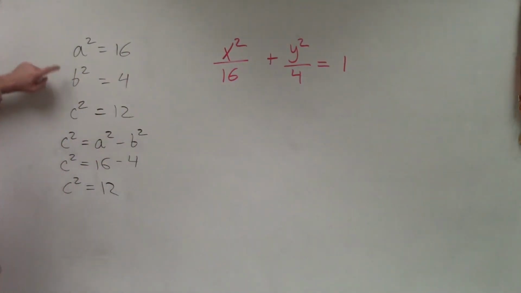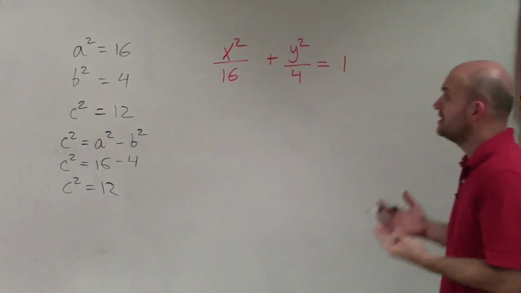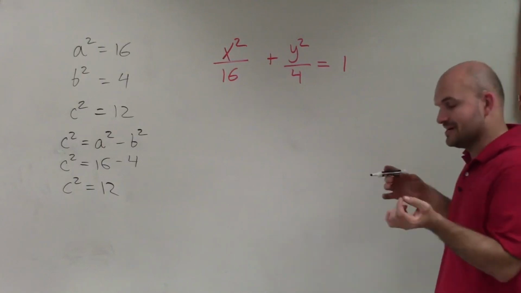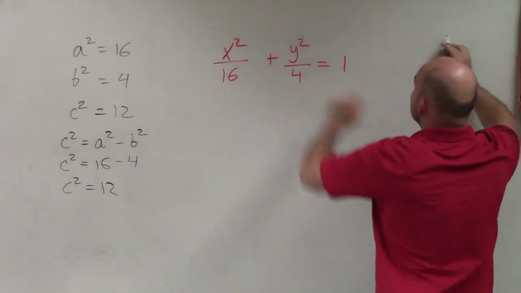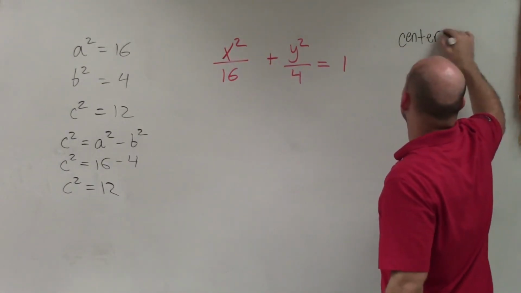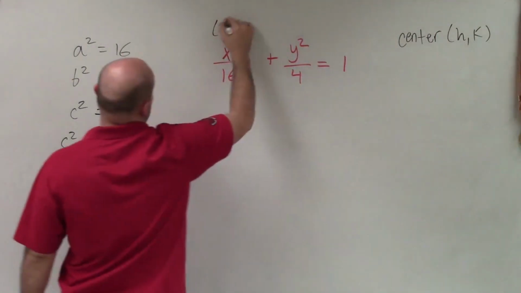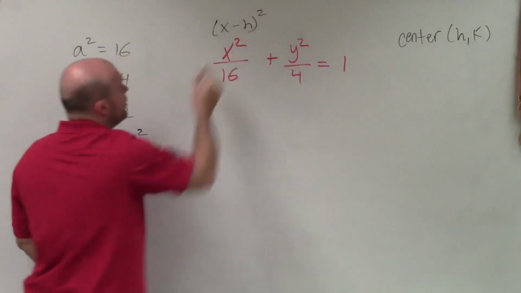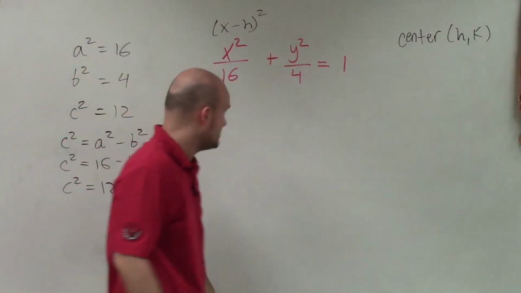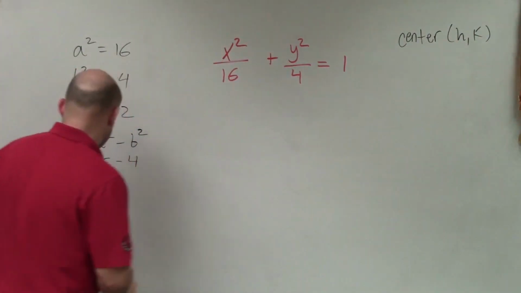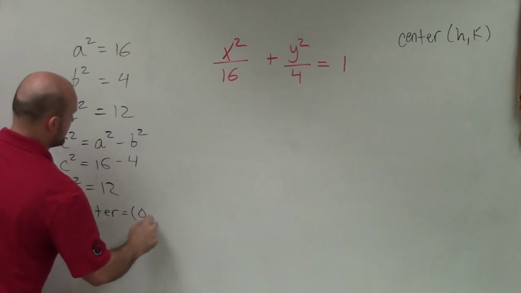So now that I've figured out a, b, and c, it's time for me to understand where the center of my ellipse is. Now remember, it's not the vertex, it's the center. The center is in the form of h comma k. And usually, instead of having x squared, we'll have x minus h squared. Well, as you notice, there is no h. It's just x squared. So therefore, h is 0 and k is 0. So in this case, I can say that my center is equal to 0, comma 0.